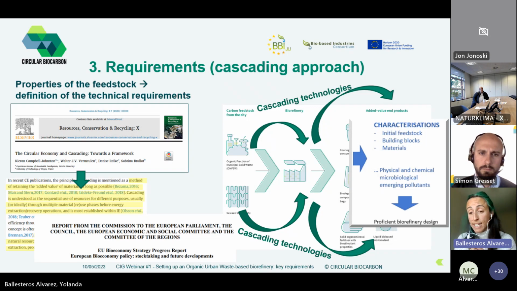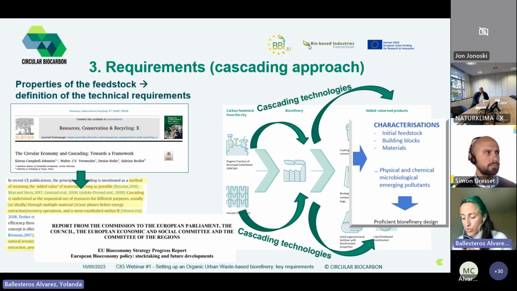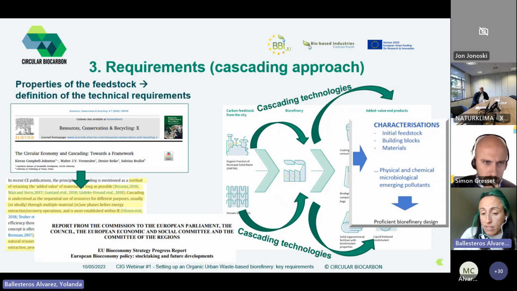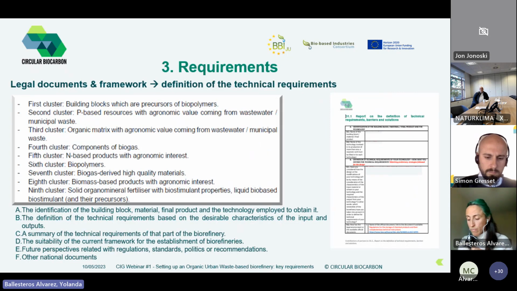done. In the case of circular biocarbon, complete batteries of analysis have been done for a whole year, involving physical and chemical, microbiological analysis, and also emerging pollutants. The tracking of the evolution of the values of such parameters through the cascading processes provides relevant information in order to design the different steps, technologies, and procedures to be implemented in our biorefinery.